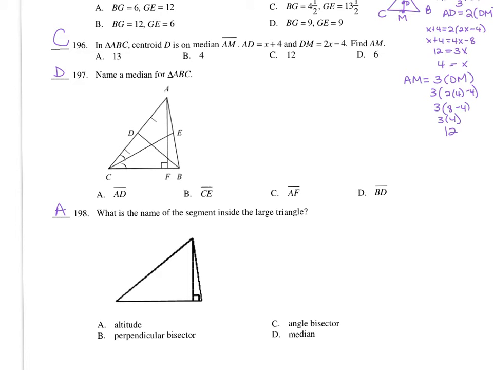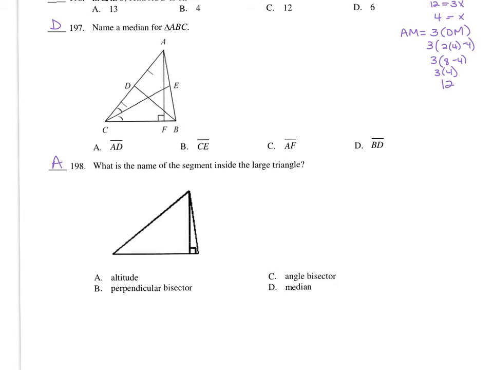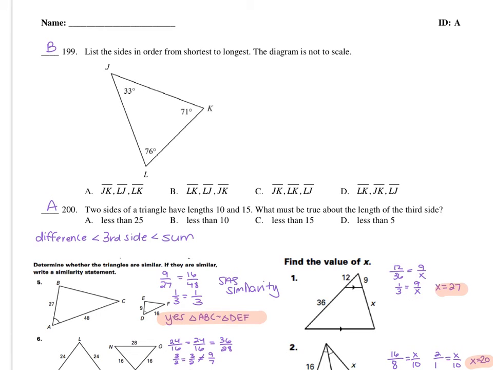197 is the median, so you're looking for the segment that goes from the vertex to the midpoint, which is D. 198, what's the name of the segment inside the large triangle? This would be an altitude. It goes from the vertex to the side opposite at a right angle. 199 was listing the sides in order. It said shortest to longest, so you want to go from the side opposite the smallest angle to the side opposite the largest. And 200 was your triangle inequality theorem. So if you have two lengths of a triangle, then the missing length has to be greater than the difference, but less than the sum.